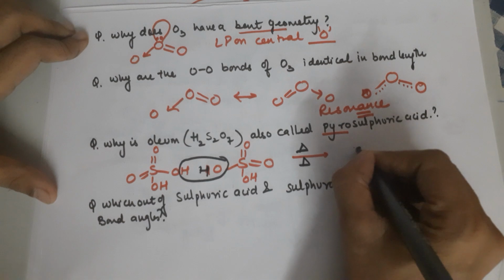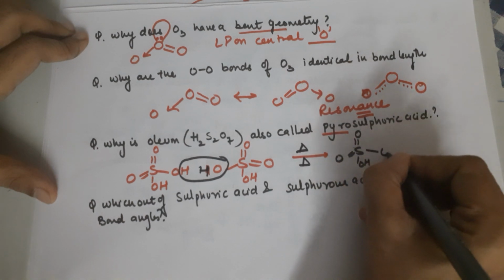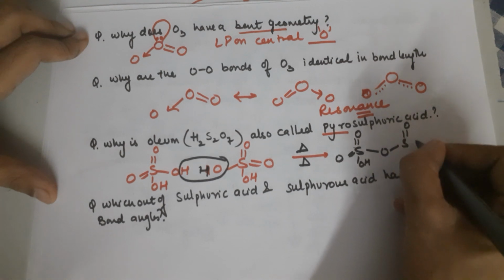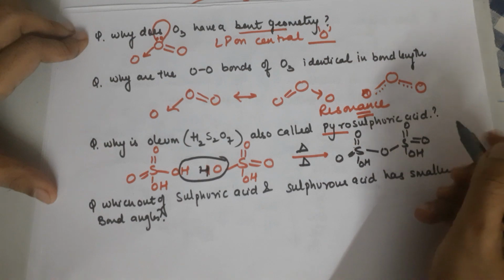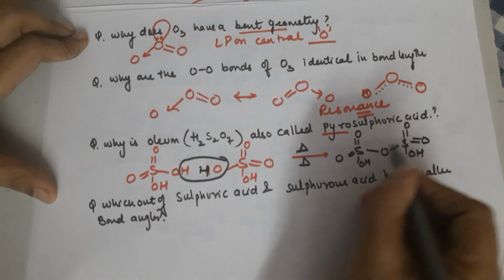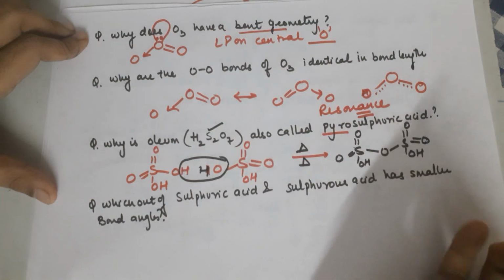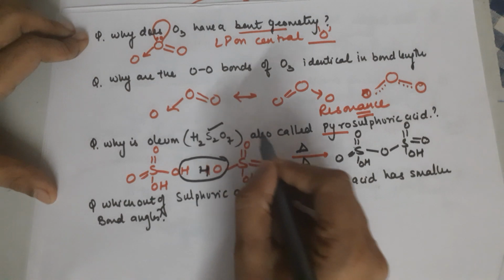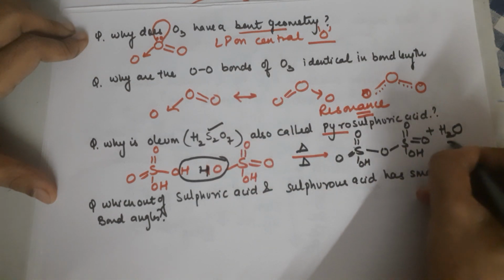What do you end up with? SO, another O, and an OH, and you are left with an S-O-S bond, a double bond, and an OH. Check the formula. This has 2 hydrogens, 2 sulfurs, and check the number of oxygens. You would end up with pyrosulfuric acid, which is also called oleum, formed when sulfuric acid loses a water molecule.